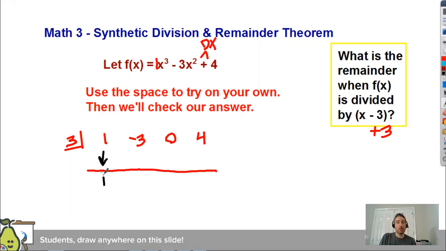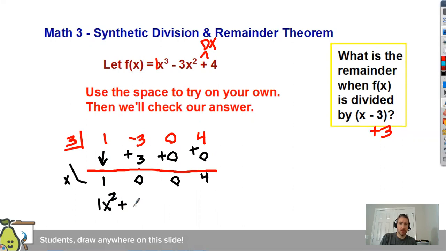You always bring down that first number. Multiply by the outside number in the box. That's 1 times 3. Add down. Multiply. Add down. Multiply. 0 times 3 is 0. And then we add down, we get 4. And so this ends up being x to the third, this is 1x squared plus 0x plus 0. And then this 4 is your remainder.